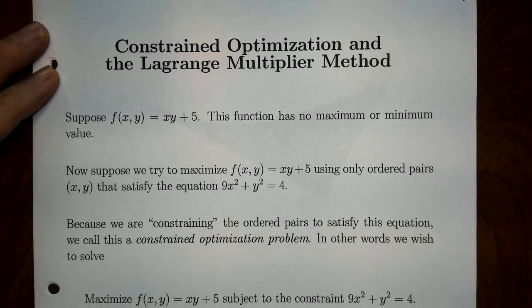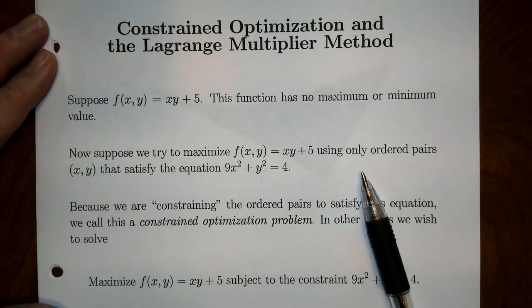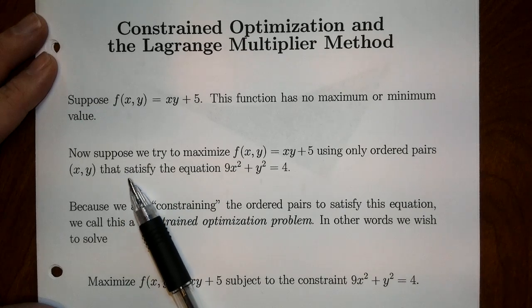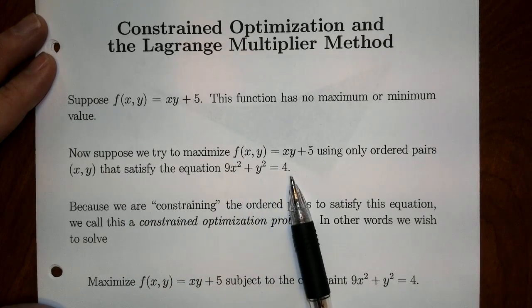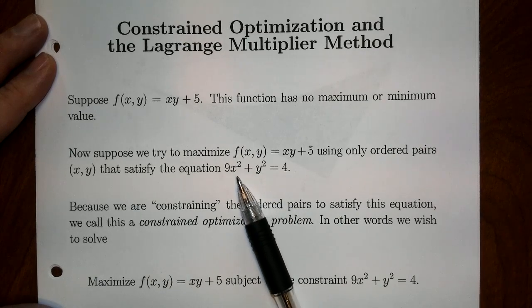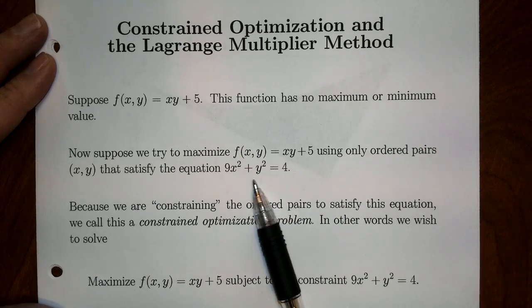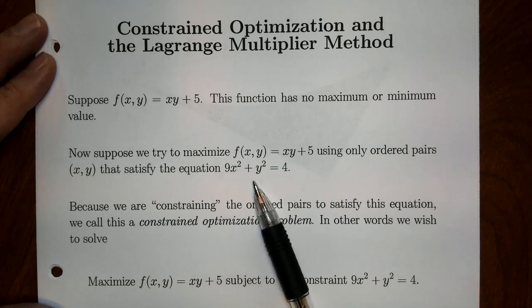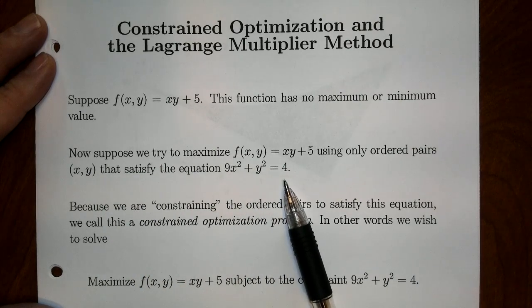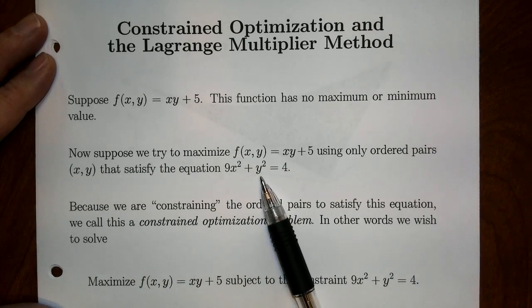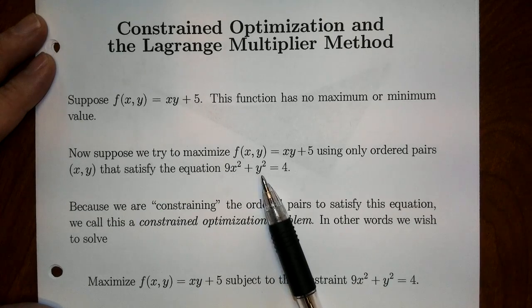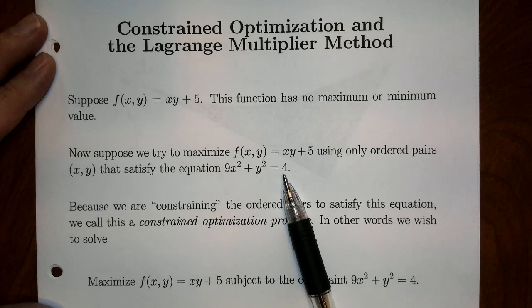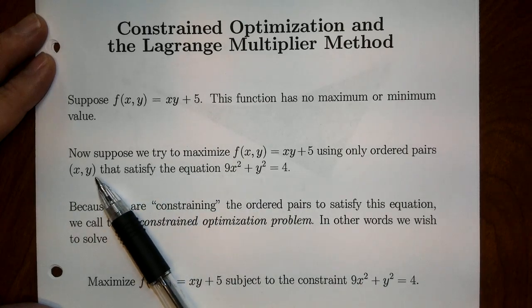Now suppose we want to maximize this function using only ordered pairs that satisfy this equation, 9x squared plus y squared equals 4. In other words, we're restricting ourselves to a particular set of ordered pairs that satisfy this equation. Well, 0, 0 would not satisfy this equation because 9 times 0 squared plus 0 squared is 0, so that does not equal 4. So 0, 0 is not a candidate.